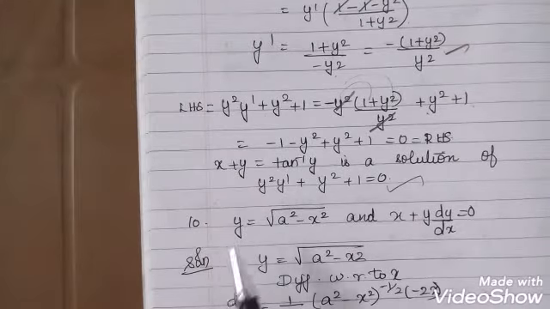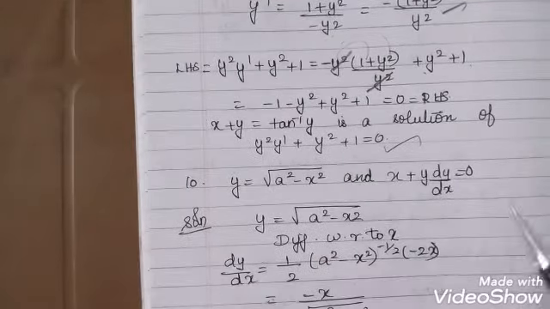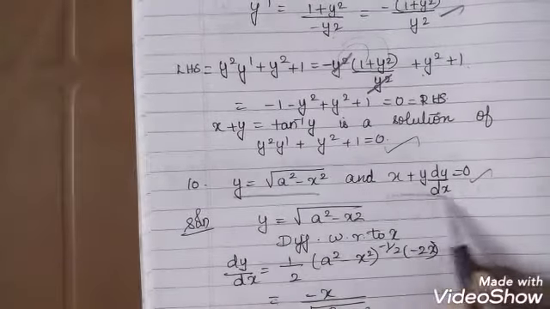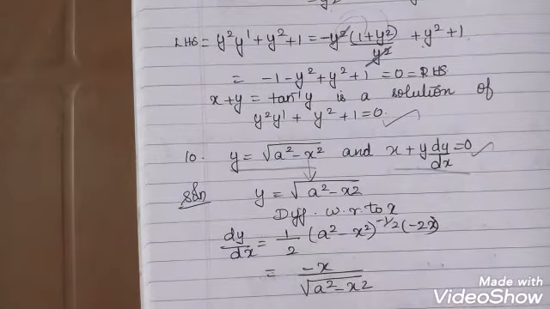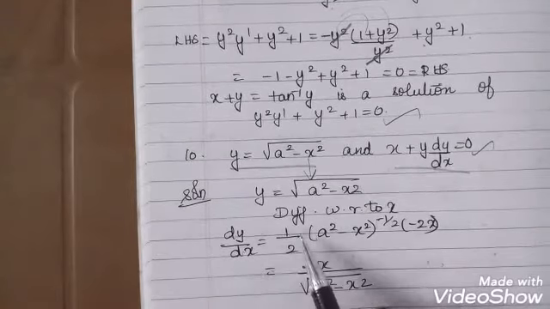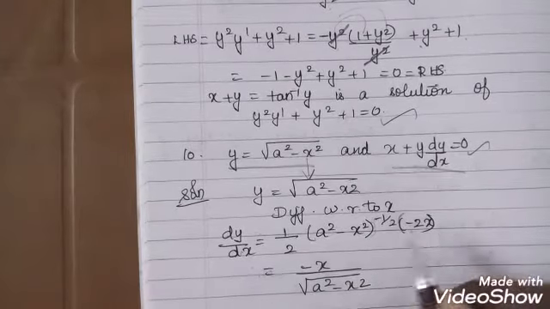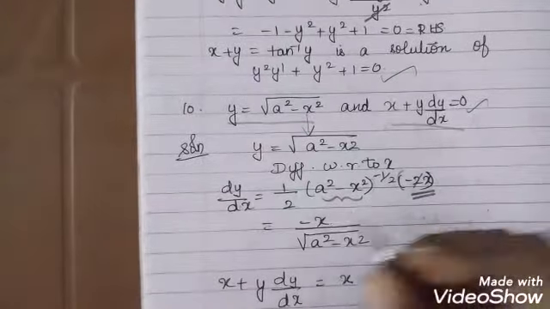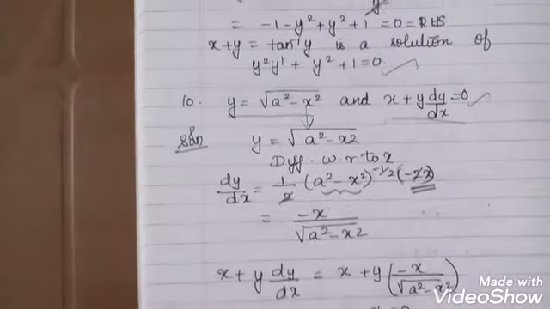Now, similarly, we'll do the 10th one here. Y is equal to square root of a squared minus x squared, and x plus y into dy by dx is equal to 0. Again, I'll have to show that it is said to be a solution of this equation. I have written the equation here and then differentiating it with respect to x. I'll have to differentiate it by the chain rule. So what will I have? Dy by dx is equal to 1 by 2 into a squared minus x squared the whole power minus 1 by 2 into differentiation of a squared minus x squared, which is equal to minus 2x. So here if you see your 2 and 2 gets cancelled, you're left with minus x divided by square root of a squared minus x squared.